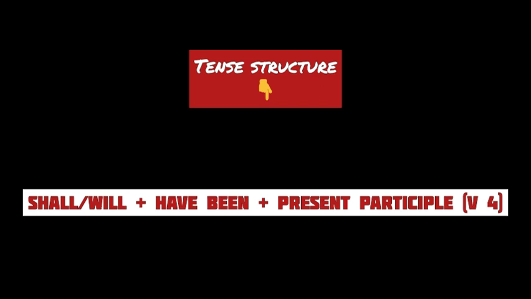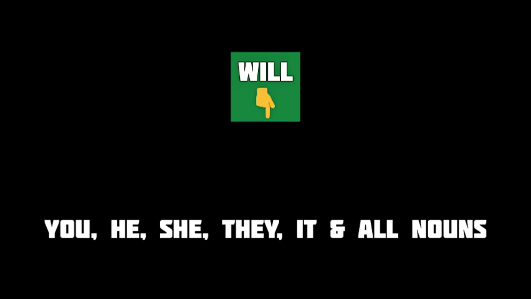So clearly the future perfect continuous tense consists of three helping verbs: shall or will, have, been, and the present participle or ing form of the main verb. The helping verb shall is used only for the first person pronouns I and we. If the subject is I or we, generally use the auxiliary verb shall. On the other hand, the auxiliary verb will is used for all other pronouns and nouns.